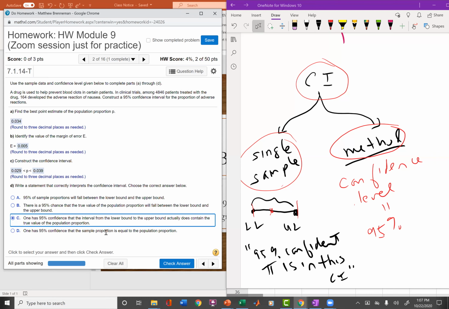That's very wrong. The sample proportion is almost never equal to the population proportion. We have a term in mathematics called almost surely, which means it's true almost 0% of the time. That's definitely wrong. So that's kind of a long-winded explanation, but does that make sense? Or are there any questions about why some of them seem like they should be true, but they're not?